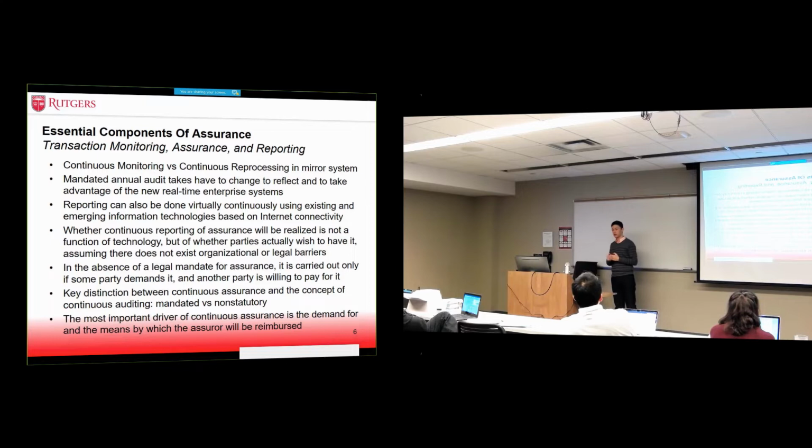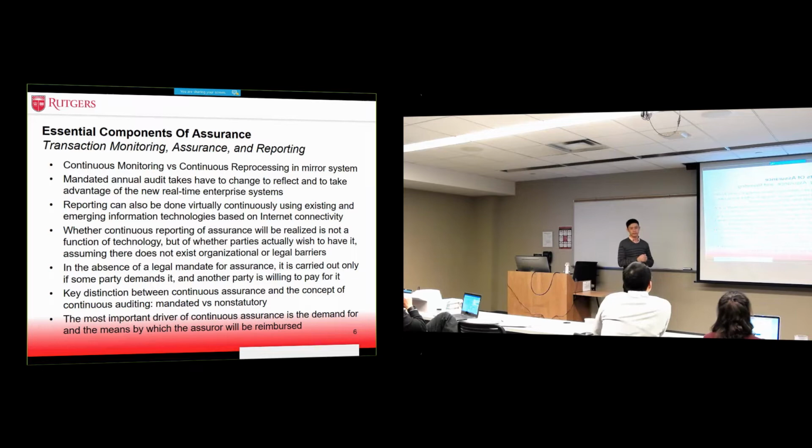Where do these companies want this? Basically, they don't. In the absence of a legal mandate for assurance, it's carried out only if some party wants it or demands it, or another party is willing to pay for it. The key distinction between continuous assurance and continuous auditing is that continuous auditing is legally mandated. Continuous assurance is non-statutory.